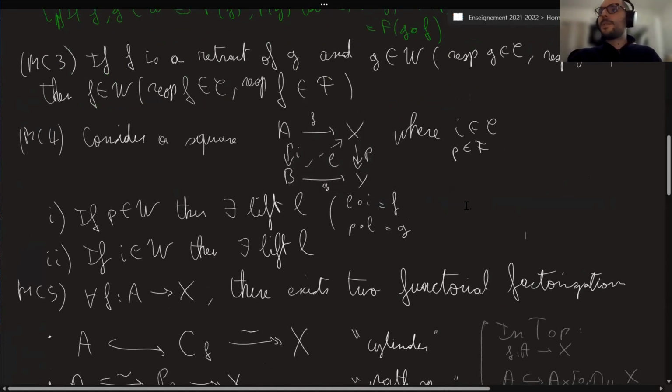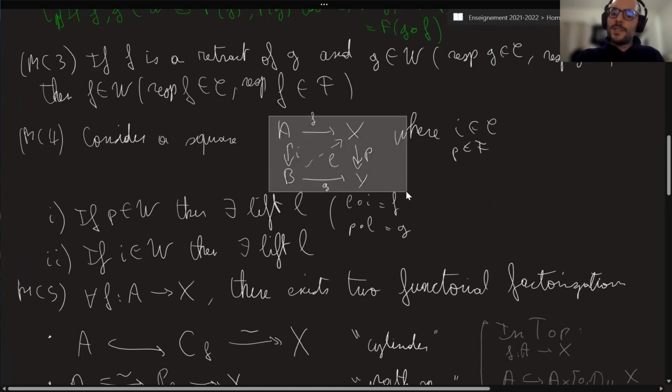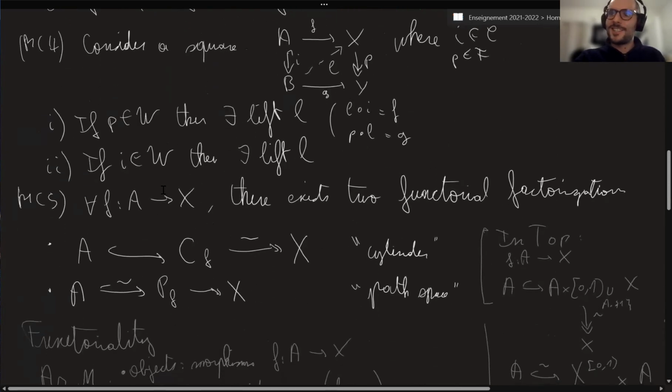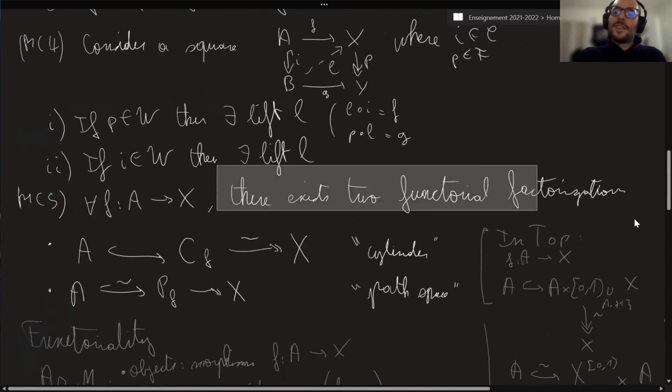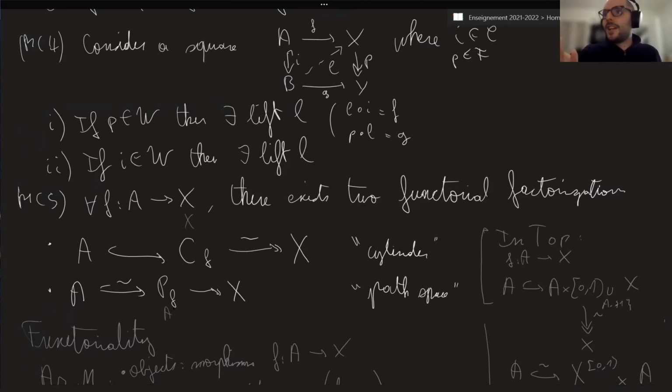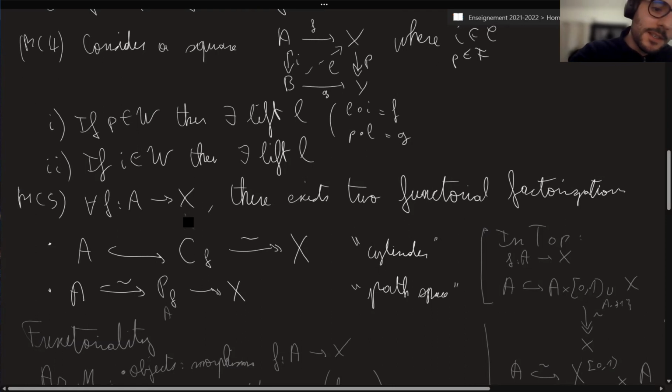This one is also something that you have to check: that if you have a commutative square and this one or this one is an isomorphism, then there exists a lift. Try to do it, you will see how it works. It's not very complicated, but it's instructive, I guess, is the word in English. And finally, there exist functorial factorizations. You can just take this one to be X, and here you can take C, and here you can take A. So this is a factorization as an arbitrary map followed by an isomorphism, or an isomorphism followed by an arbitrary map.